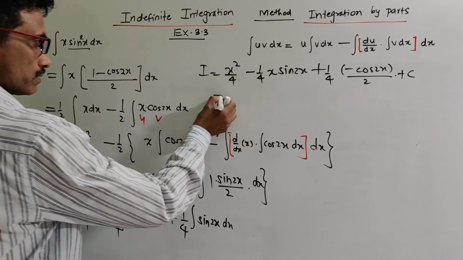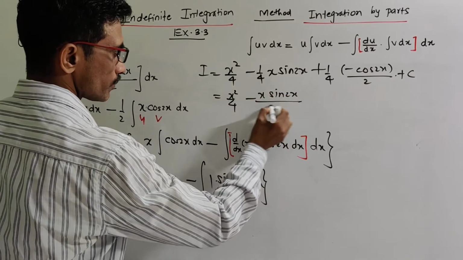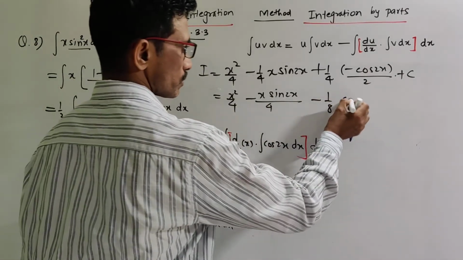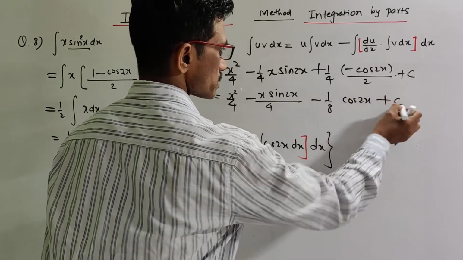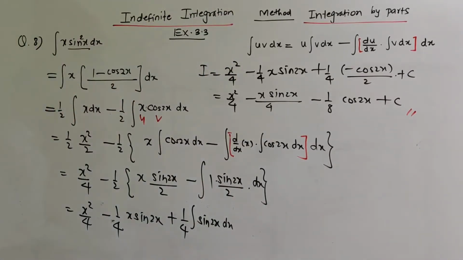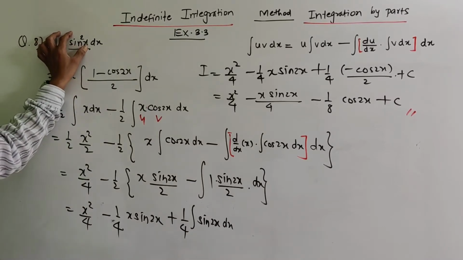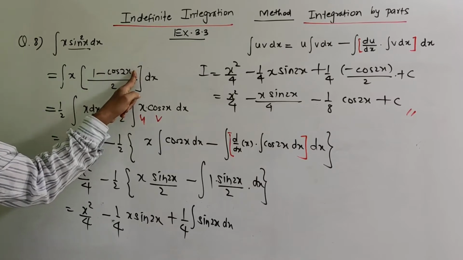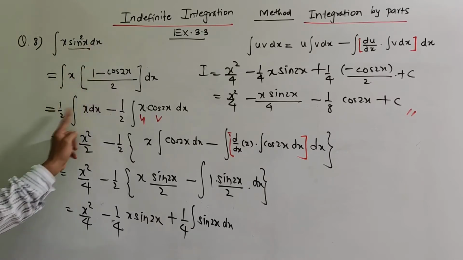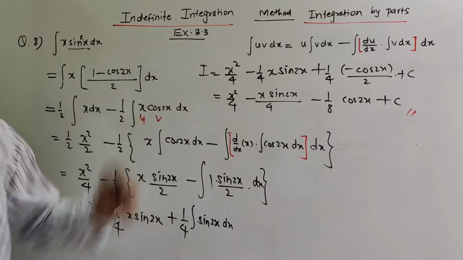Finally it is x square by 4 minus x sine 2x upon 4 minus 1 by 8 cos of 2x plus c. So this completes our answer. Here we integrate by parts, but before that, this sine square x we write as 1 minus cos 2x upon 2. We put in this formula for sine square x and simplify it. After that, here in the second integral, we need to use integration by parts method.